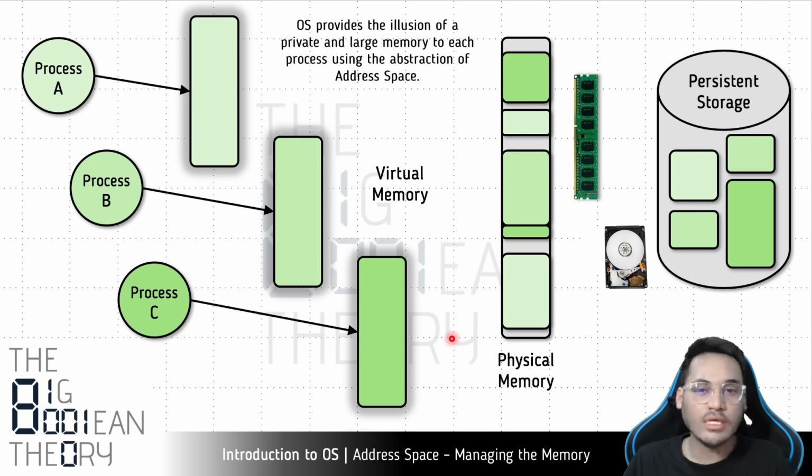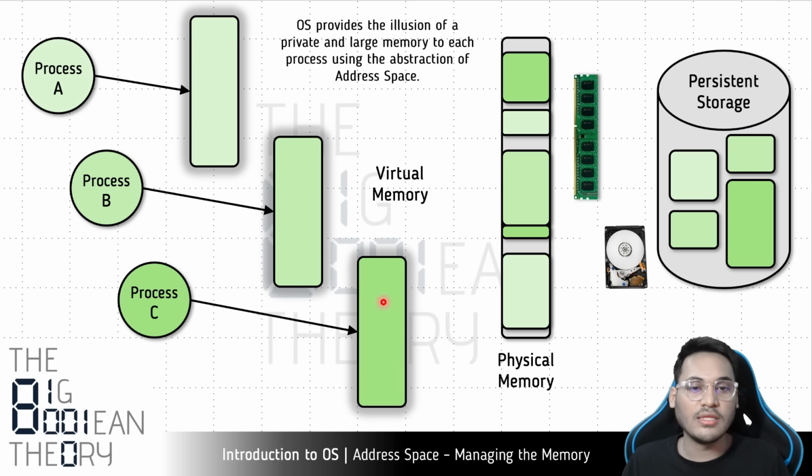Another very important thing that the operating system does in the context of memory is that it not only creates the illusion of a private memory for each process, but it also provides the illusion that the memory is very large to each of the processes. It accomplishes this by increasing the size of the virtual address space. Let us understand this with an example. This is a computer system and this is the physical memory. The operating system has given a very large virtual address space to each of these processes.